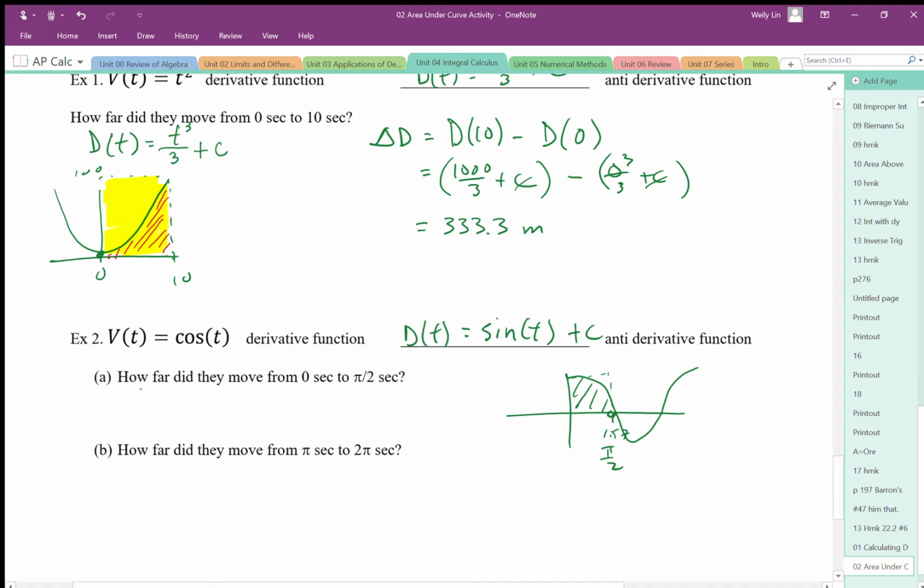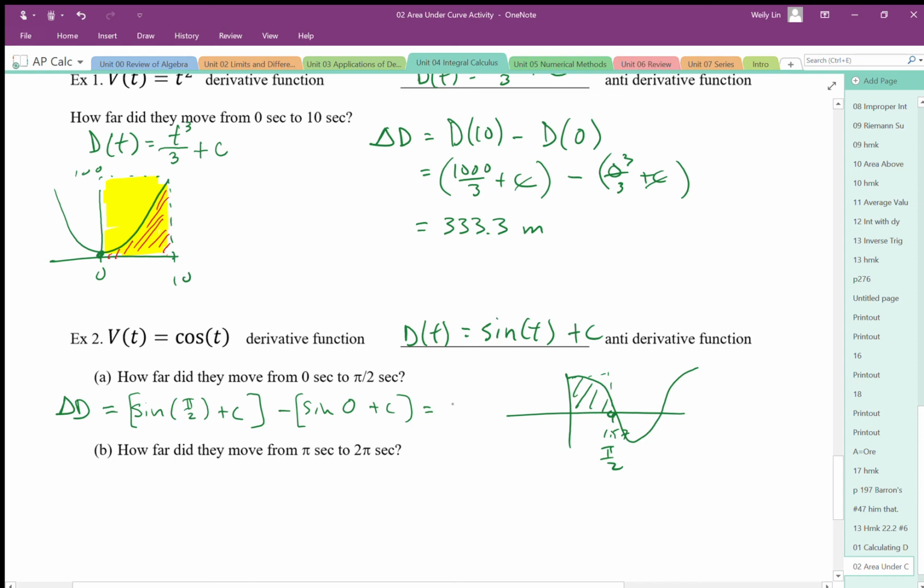So if I want to find out the displacement here, the change in D should be the area underneath this curve. That's the premise that we're working on. That's what we're trying to establish, and that's what we're saying is true. So we're going to say that sine at pi over 2 plus c minus sine of 0 plus c. Well, conveniently the plus c's cancel out.